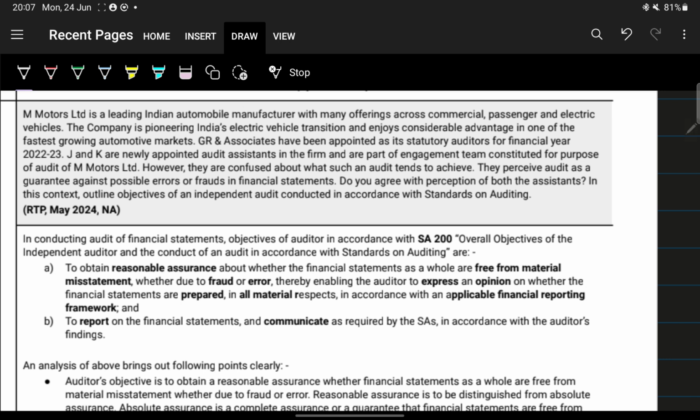Okay, next. N Motors is a leading Indian automobile manufacturer with many offerings across commercial, passenger, and electric vehicles.